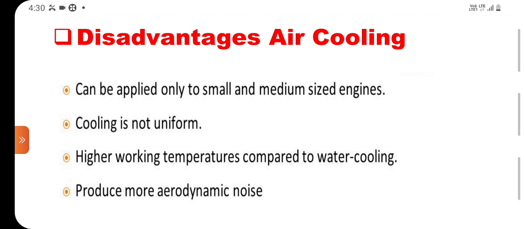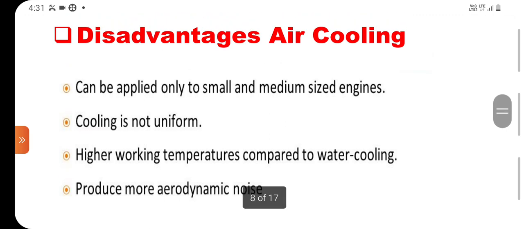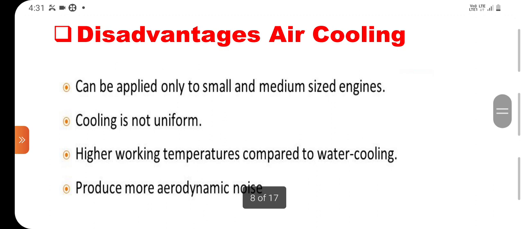High working temperature compared to water cooling systems. These are limited for low working temperature, in the case of a two-wheeler engine where the engine working temperature is moderate. But in the case of a diesel engine, or where more cylinders are there, there is a higher working temperature. For a higher working temperature, air cooling is not used. This is one of the drawbacks of the air cooling system.